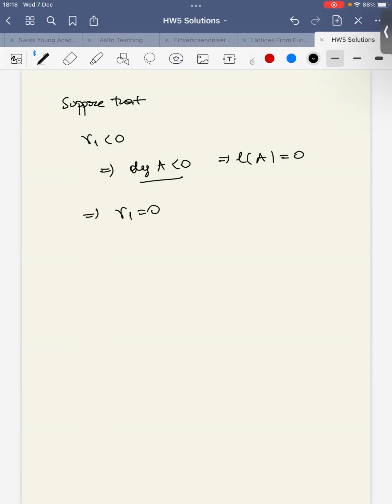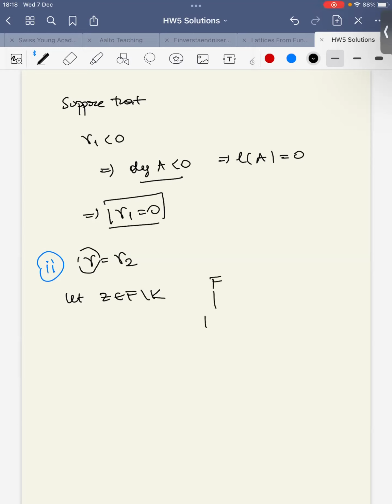And we can conclude that gamma 1 is exactly 0. For the second claim, we want to see that gamma is exactly gamma 2. And for the definition of the gamma, let me consider a transcendental, which gives us exactly the extension degree as the gonality. And we know that this extension degree is exactly the degree of its pole divisor.